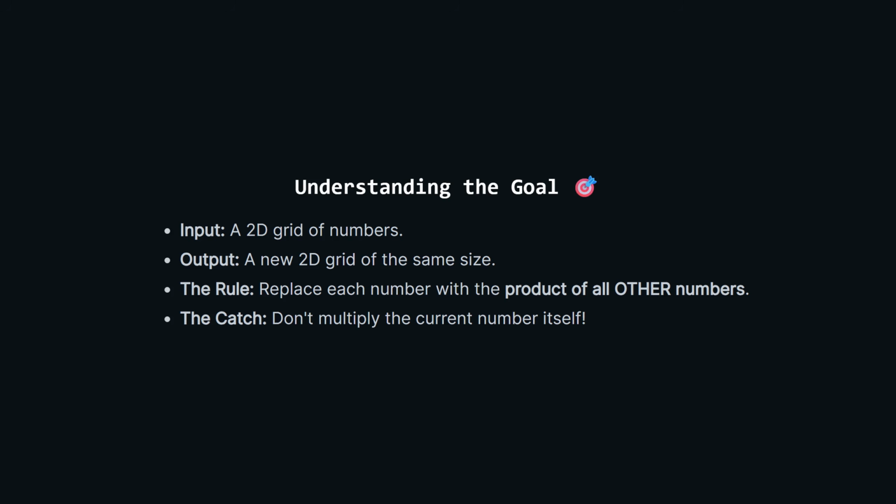To make this super clear, imagine you have a small grid. When you are trying to figure out what number goes in the top left corner of your answer grid, you look at the original grid, take every single number in it, and multiply them all together in one big chain. But you skip the number that was originally in that top left corner. You do this for every single position.